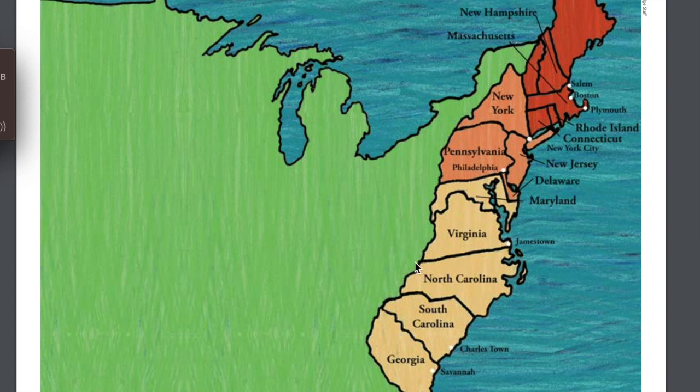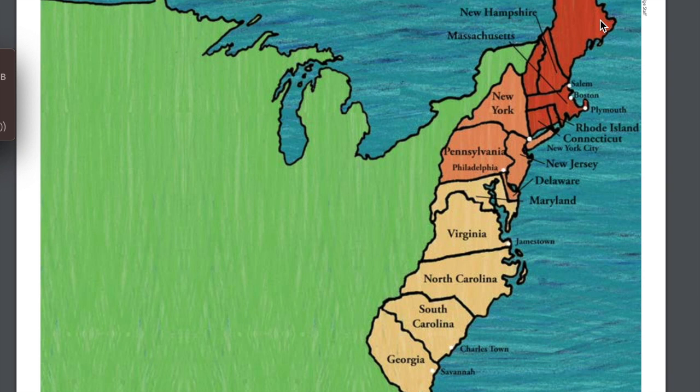And then we moved on. In the past couple days, we've been talking about the Pilgrims and the Puritans. Here's Plymouth. That's where the Pilgrims first landed in Massachusetts. And here's Salem, which is also in Massachusetts, where the Puritans first had their colonies. And so all these states in red are the New England colonies up in the north.